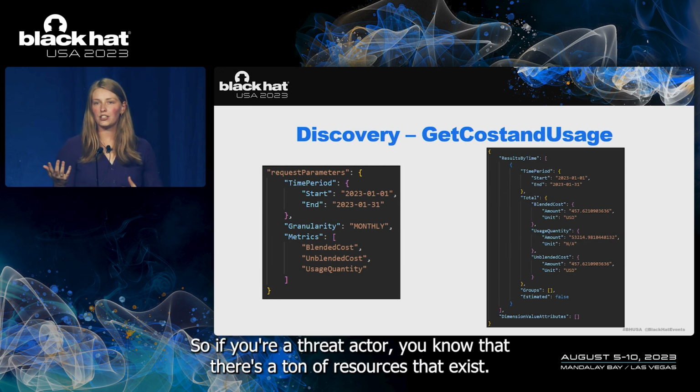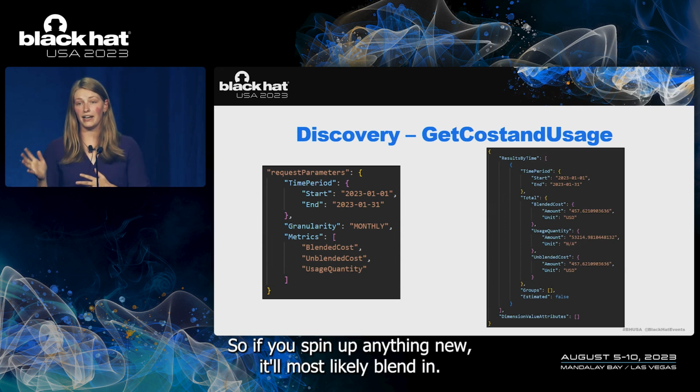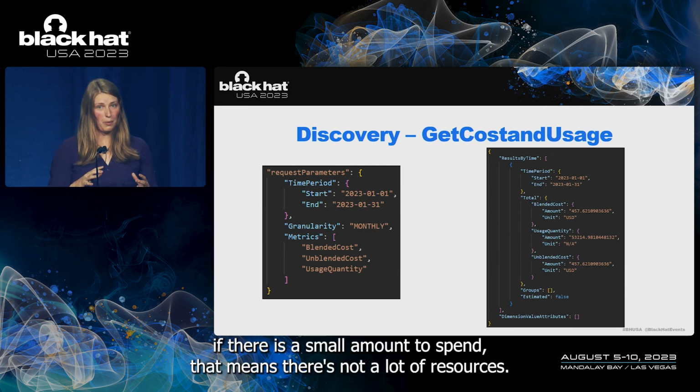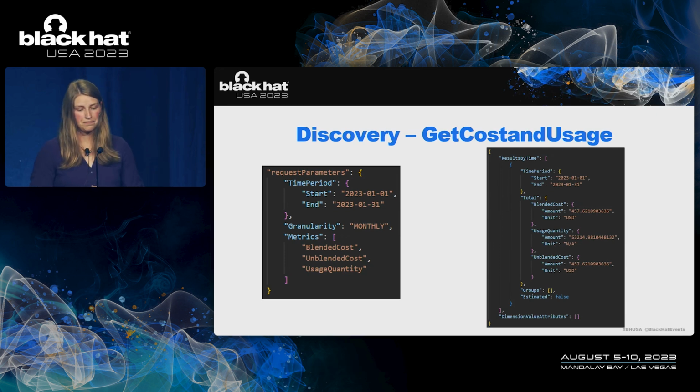If there's a large amount of spend within an AWS account, that means there's a ton of resources. So if you're a threat actor, you know that there's a ton of resources that exist. So if you spin up anything new, it'll most likely blend in. On the other hand, if there's a small amount of spend, that means there's not a lot of resources. And so the threat actors know that if they spin up new resources, it'll stand out a lot more.